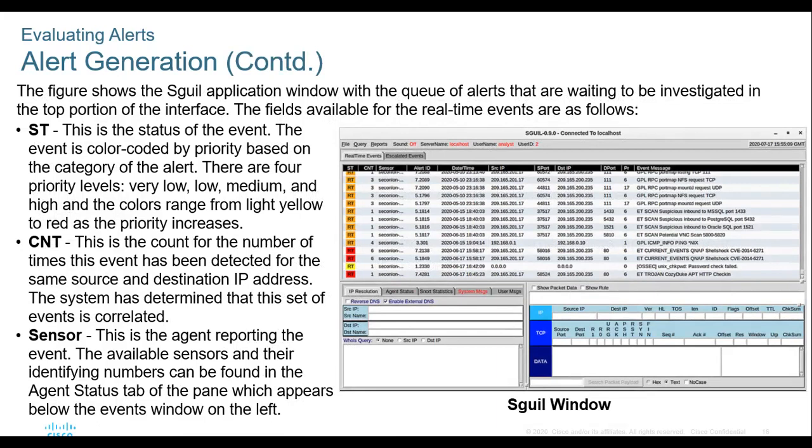So sensor, this is the agent reporting the event. The available sensors and the identifying numbers can be found in the agent status tab of the pane, which appears below the event window on the left. So what generated the information is what we are talking of. It could be a router, it could be a switch that was designed to act as a sensor, or it could be an IDS or IPS that did that. So in this case, our sensor from the diagram shows security onion.